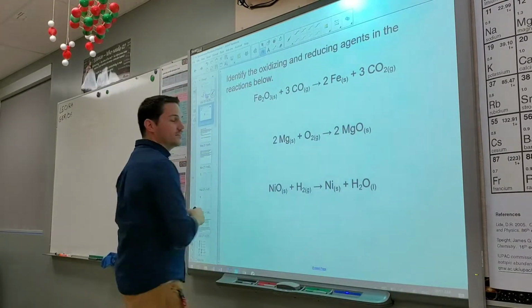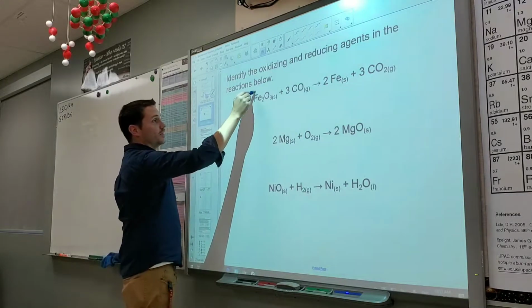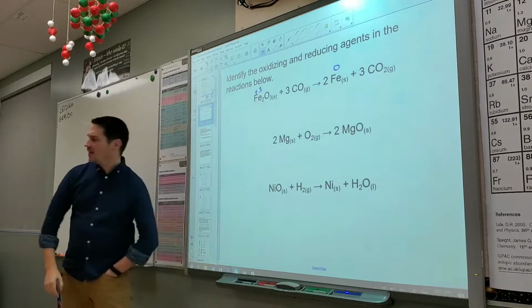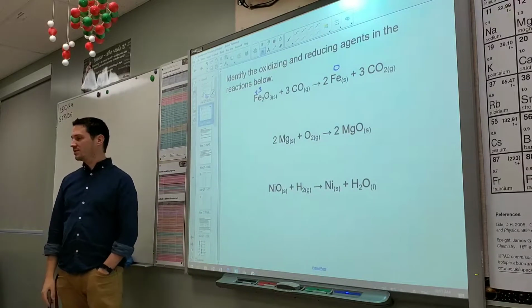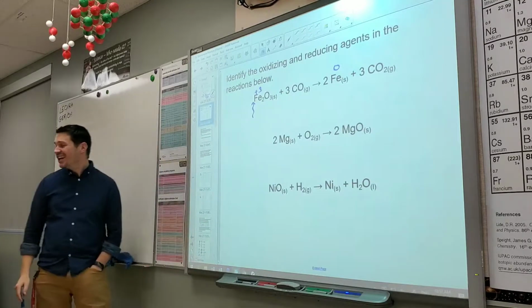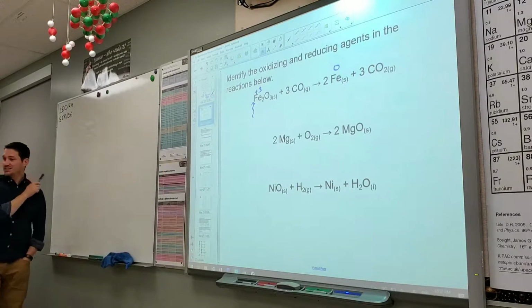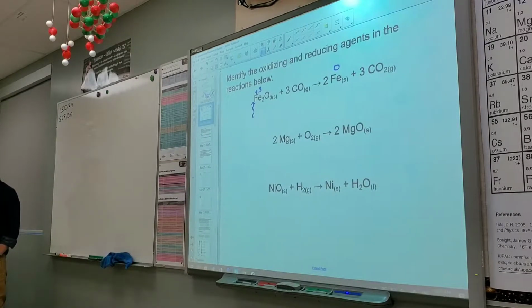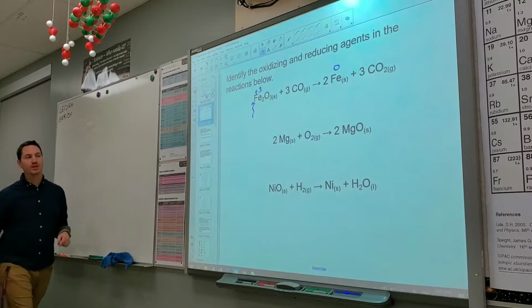It's changing from +3 all the way to 0. So is it gaining electrons or is it losing electrons? It's gaining electrons. And what do we say? Which one of these gains electrons? Does the oxidizing agent gain electrons or does the reducing agent? The oxidizing agent gains electrons and is being reduced.